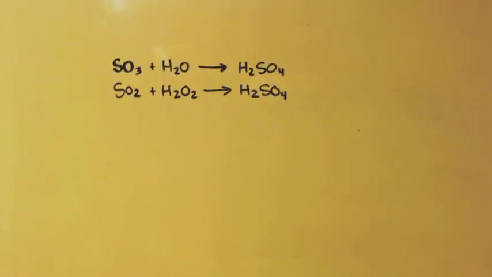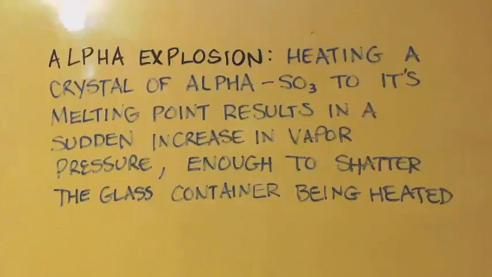And also about alpha explosion. I wanted to bring this up because I don't really bring up safety features a lot. But I brought up the SO3, so I thought I should bring this up just in case. It's called alpha explosion. Heating a crystal of alpha sulfur trioxide to its melting point results in a sudden increase in vapor pressure, enough to shatter the glass containing the SO3 being heated, which is what is known as alpha explosion.